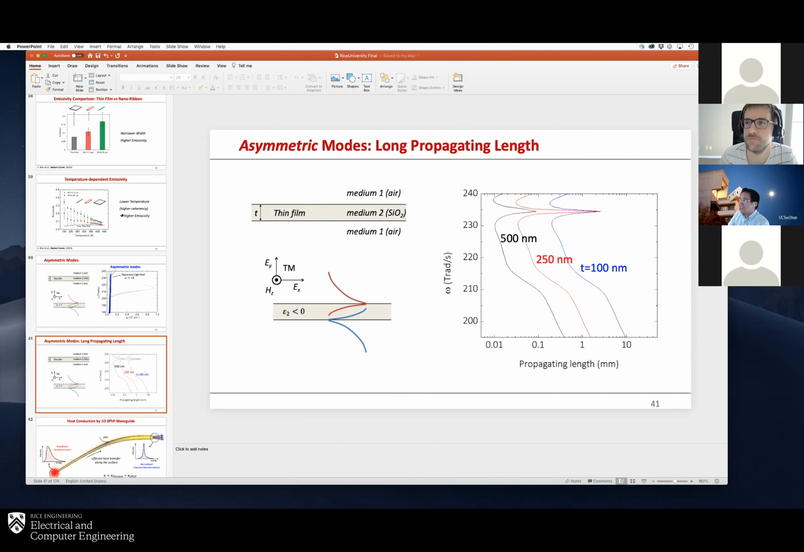Great talk. Thank you. Since we're on this slide, is the propagation length of the surface phonon polariton sensitive to disorder on the surface, or is it basically insensitive to small fluctuations like surface roughness as you go along the length of the SiO2? It depends on what type of disorder.